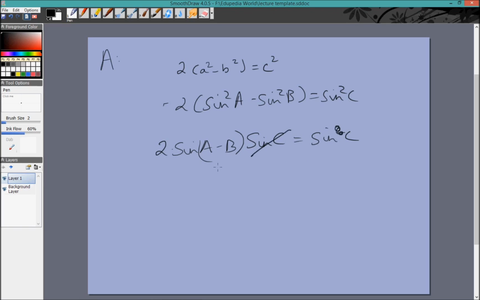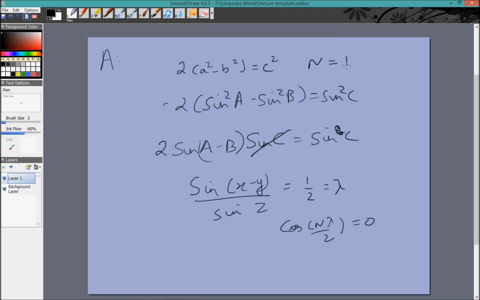And A, B and C are actually x, y and z in the question. So we get sine of x minus y by sine z is equal to 1 by 2, which is given to us to be lambda. And we want n for which cos n pi lambda is 0. That means cos n pi by 2 is 0, which is valid for odd n. So n will be equal to 1, 3 and 5. That means the answer for option A is P, R and S.